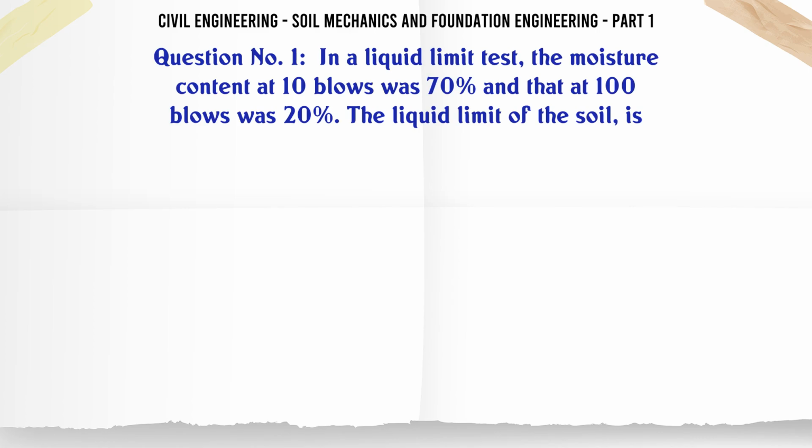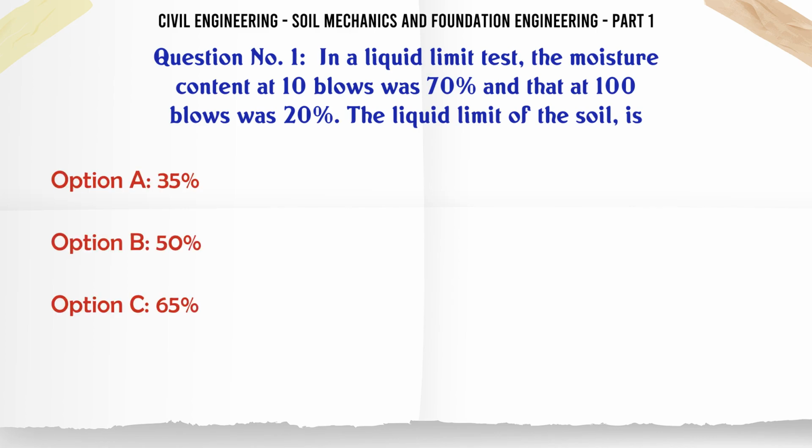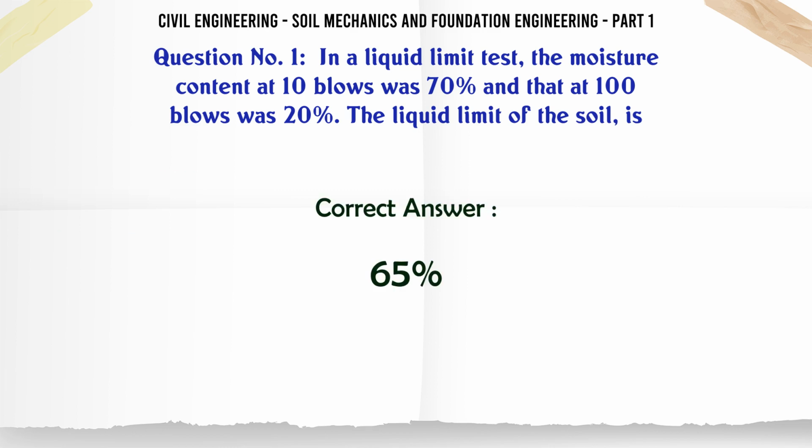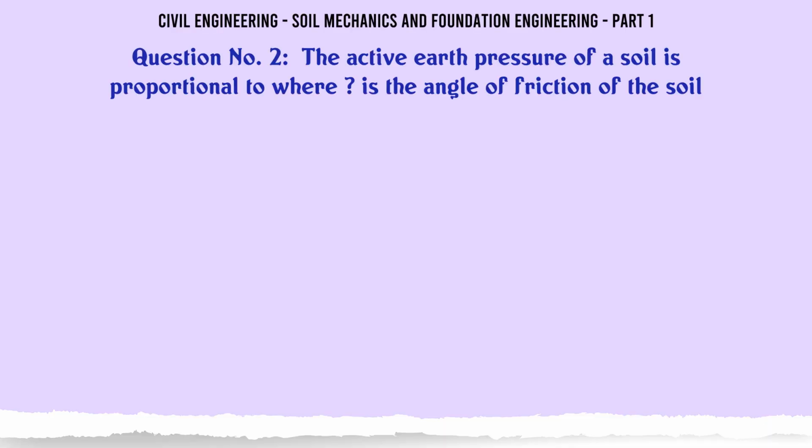In a liquid limit test, the moisture content at 10 blows was 70% and that at 100 blows was 20%. The liquid limit of the soil is A. 35%, B. 50%, C. 65%, D. None of these. The correct answer is 65%.